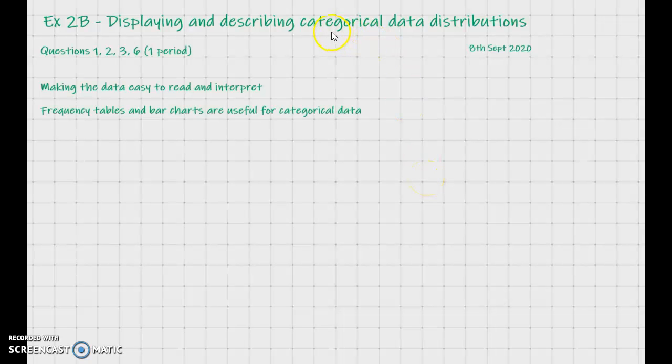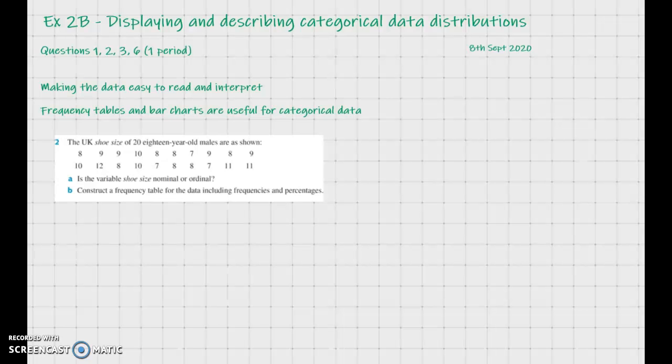Now, just remember, this is just for categorical data. So this means that frequency tables and bar charts are useful tools for looking at categorical data. When we're looking at numerical data, we'll look at other tools. Now I'm going to use question 2 from your textbook to show you how to do a frequency table and a bar chart. So let's have a look at that now.